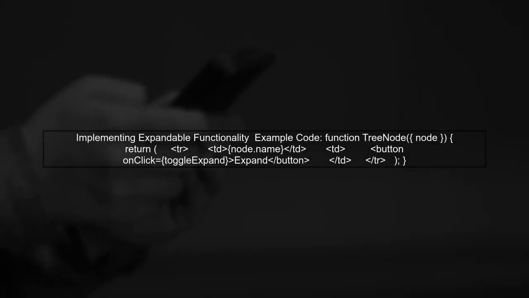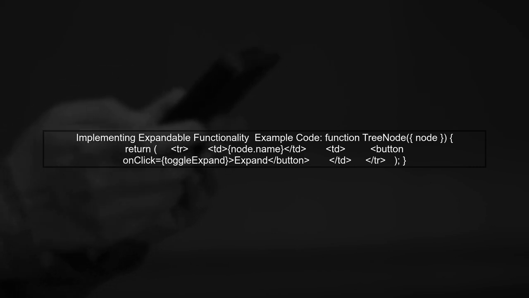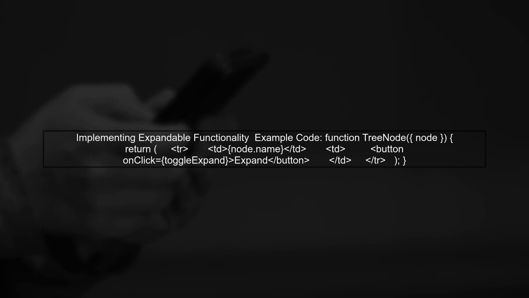Now let's implement the expandable functionality. We will create a component that maps through the JSON nodes and renders them as rows in a table. Each row will have a button to expand or collapse child nodes.